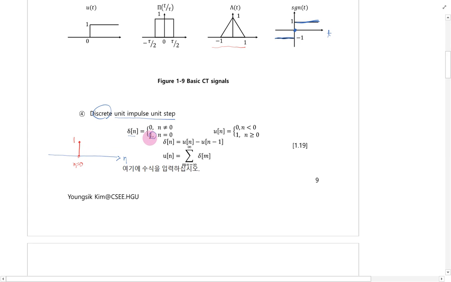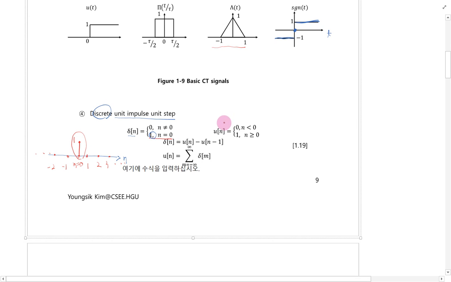Okay, this one. All the other cases are 0. N equals 1, 2, 3, whatever, it's 0. Minus 1, minus 2, and whatever, it's 0. So it's only non-zero at n equals 0. Okay, this one is the unit impulse signal. This is the definition for the unit impulse signal.